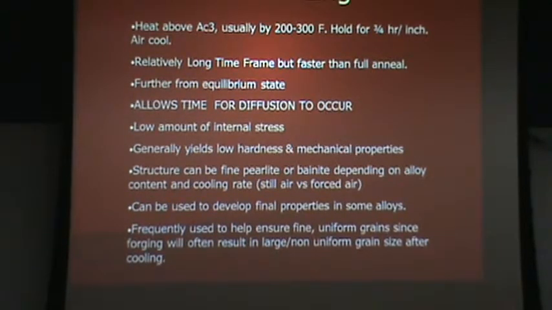Okay. So normalizing is another operation in which we heat fully above the AC3. We hold for some period of time, allowing diffusion to take place, making sure we got all of the transformation to occur. And then we open the furnace, and we typically will take the part out of the furnace and allow it to cool under ambient conditions. You may use a little bit of accelerated cooling, say with a fan, for example, but generally you're not cooling exceedingly rapidly. But it's faster than in a full anneal.